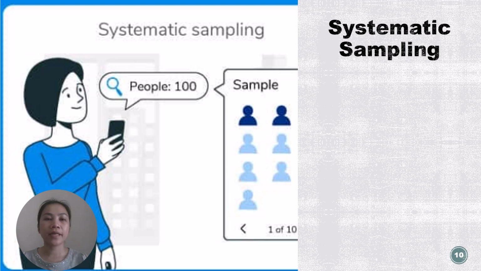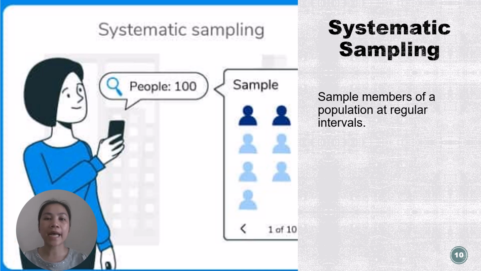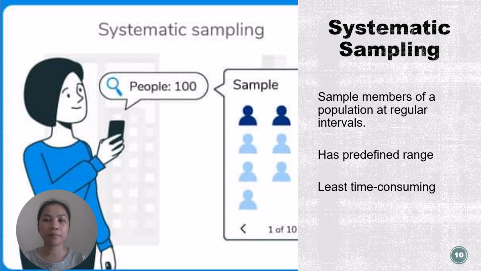Systematic sampling is selecting members of the population at regular intervals. It has a predefined range and is the least time consuming among the methods. For example, a researcher intends to collect a systematic sample of 500 people in a population of 5,000. He or she numbers each element of the population from 1 to 5,000 and will choose every 10th individual to be part of the sample. So because our total population divided by the sample size would be 10.